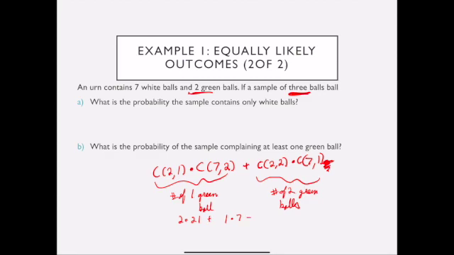Times 7. So I get 42 plus 7, which is 49. So the probability of me getting at least one ball that's green is going to be 49 out of 84. And I didn't simplify these two fractions because I can't simplify them any further.